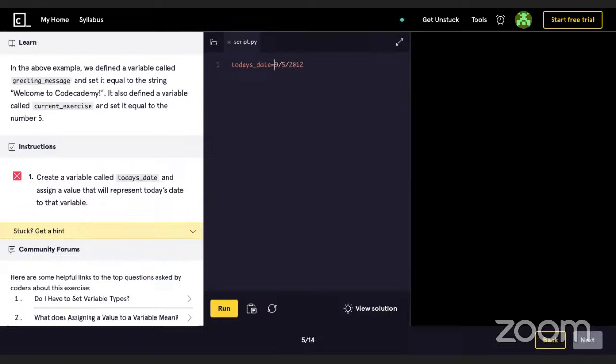Equal. They put a space on the other side as well, between the date and the equal. And then on the second line, run.